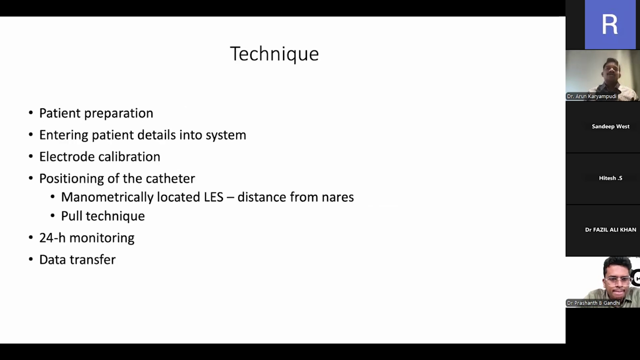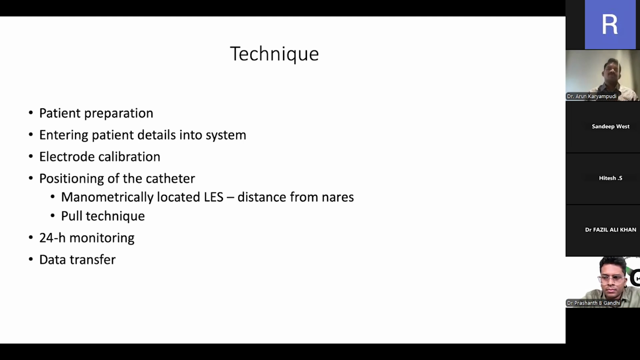So let us come to the technical aspects of the 24 hours pH study. How do you do it, and how do you analyze? So number one is patient preparation. Patient preparation is very simple. Patient should be fasting for 6 to 8 hours. Overnight fasting is sufficient. You call the patient to your lab in a fasting state in the morning.